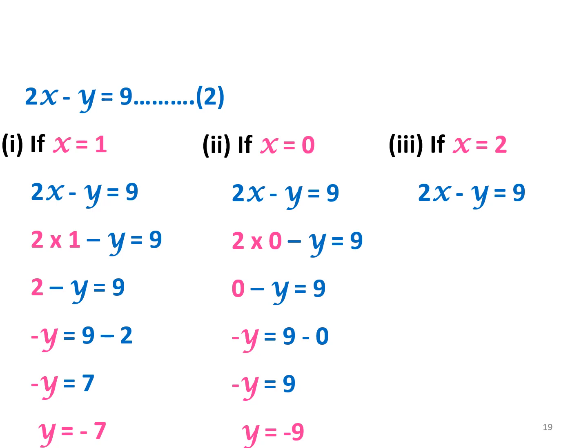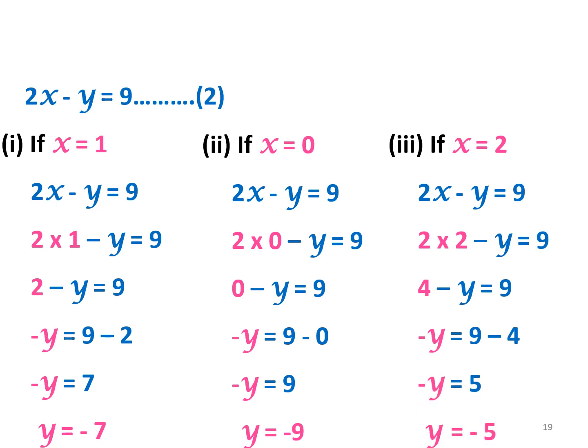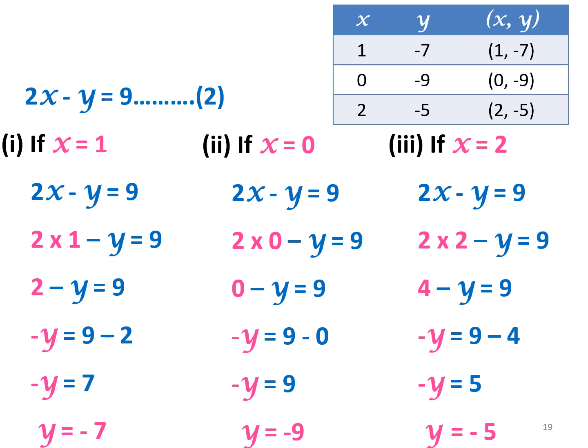If x is taken as 2, substituting x is equal to 2 in equation 2x minus y is equal to 9. 2 into 2 minus y is equal to 9. 4 minus y is equal to 9. Minus y is equal to 9 minus 4. Minus y is equal to 5. Y is equal to minus 5.